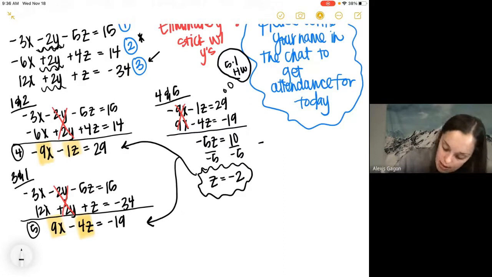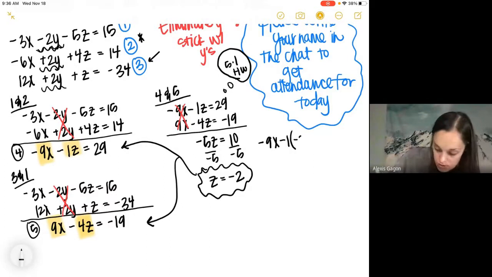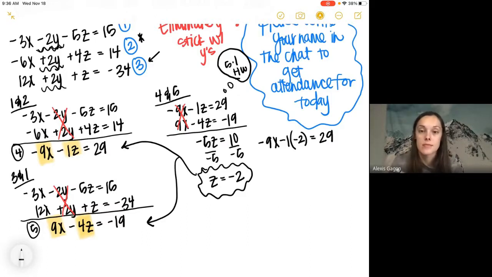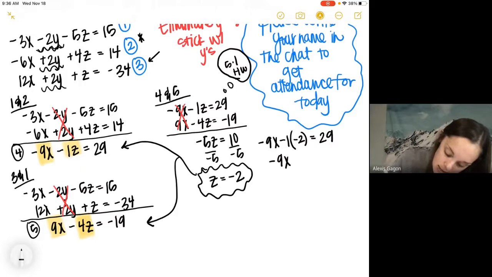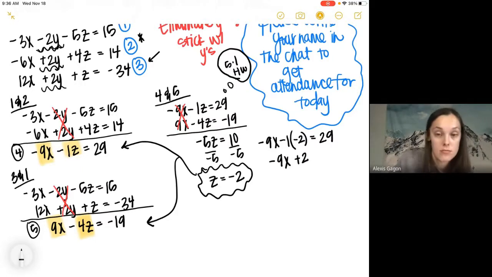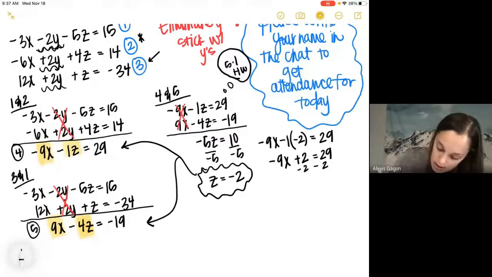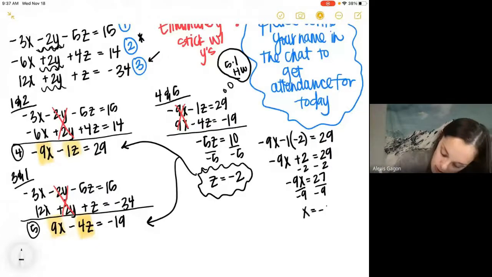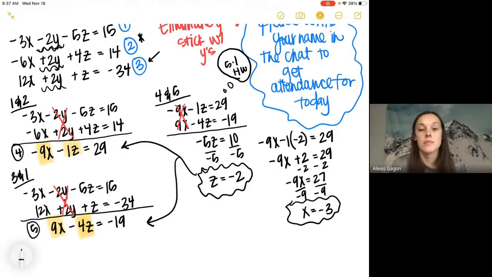So this is going to be negative 9x minus 1 times z, which is negative 2, equals 29, which, that's negative 9x. Negative 1 times negative 2 is positive 2, equals 29. And then this should be an equation we know how to solve. Subtract that 2. Negative 9x equals 27. Divide by negative 9. So x equals negative 3.